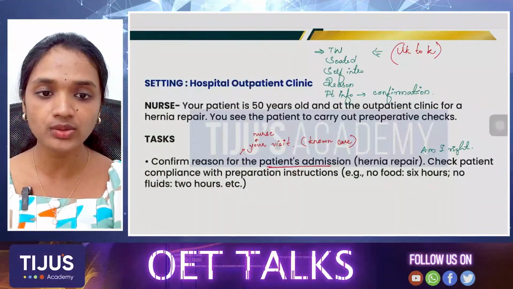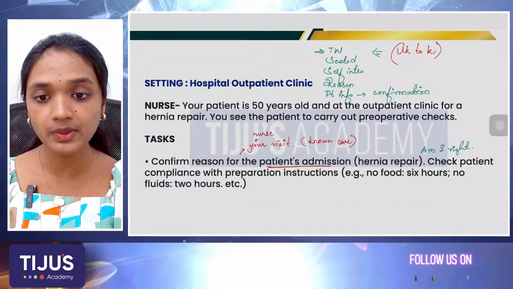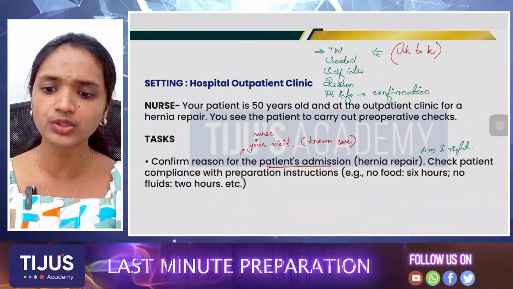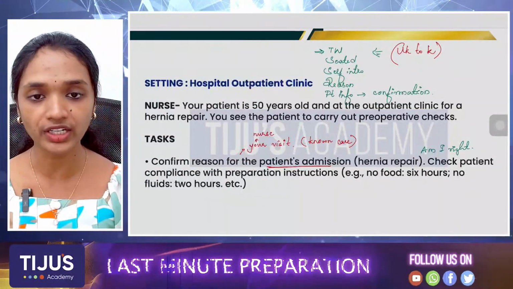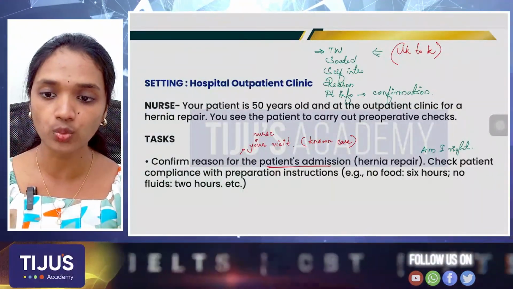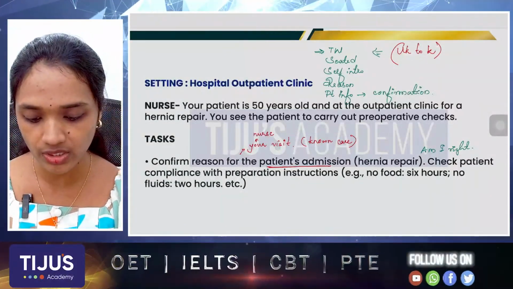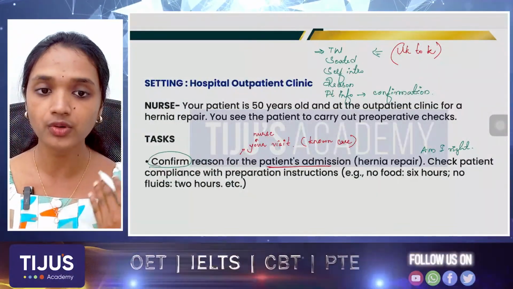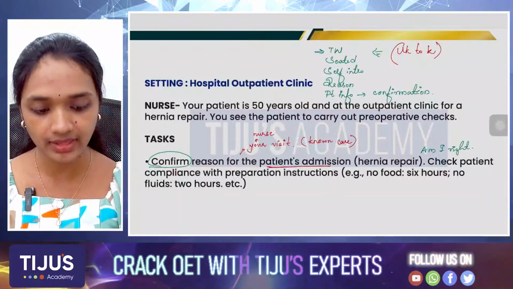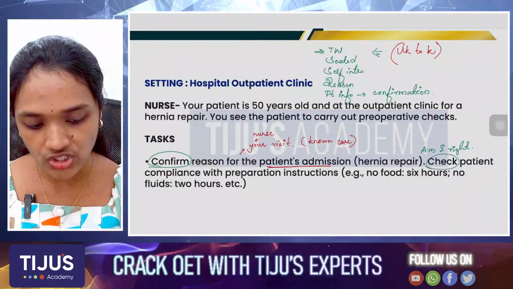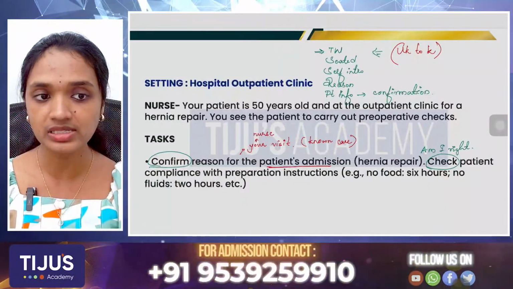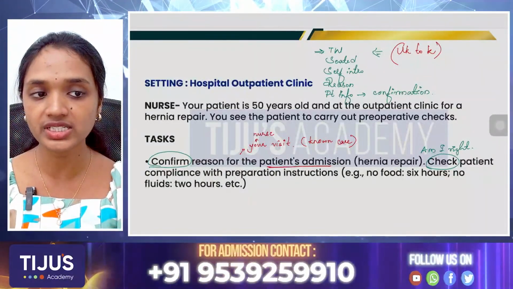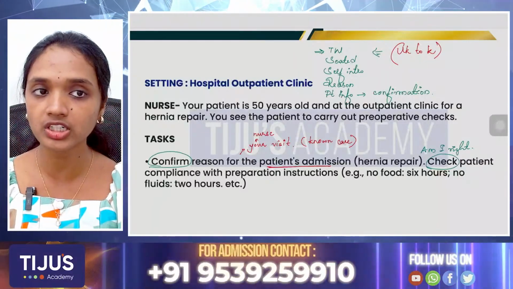So what you need to do is, after explaining one particular task, just look for the words. What kind of a word is it? So whether it is information gathering or providing, make sure that you can go with the presentation. So first word was for us to check, and then the next point is, check patient compliance with preparation instructions, that is no food for 6 hours and no fluid for 2 hours.